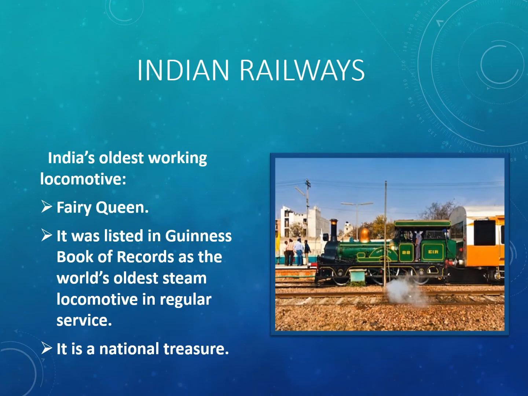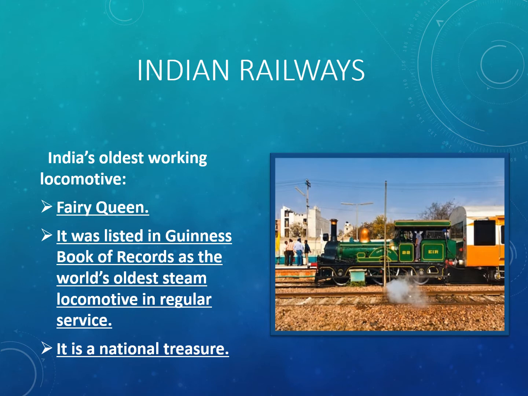Can you tell me the name of India's oldest working locomotive? It's Fairy Queen. The famous Fairy Queen is the world's oldest working locomotive that is still in use. Manufactured way back in 1855, the Fairy Queen was listed in the Guinness Book of World Records as the world's oldest steam locomotive in regular service. The Fairy Queen was interestingly given heritage status in 1972 by the Indian government, giving it the status of a national treasure.